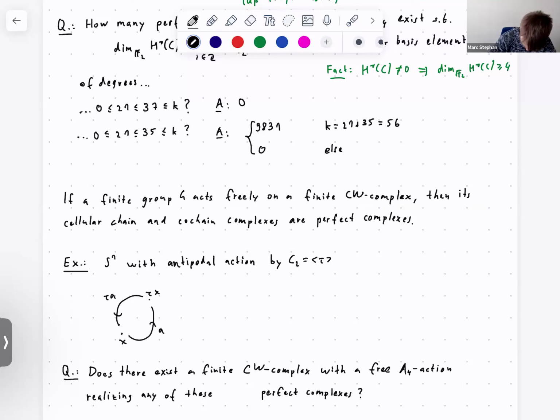We can write down its cellular chain complex. We have 2 coefficients. So in degree 0, we have 2 times the vector space, 1 with basis x, and then 2 times 1 with basis tau x, and in degree 1 we have the same but with A. And then we have zeros. And so in both cases, this is just a group ring.